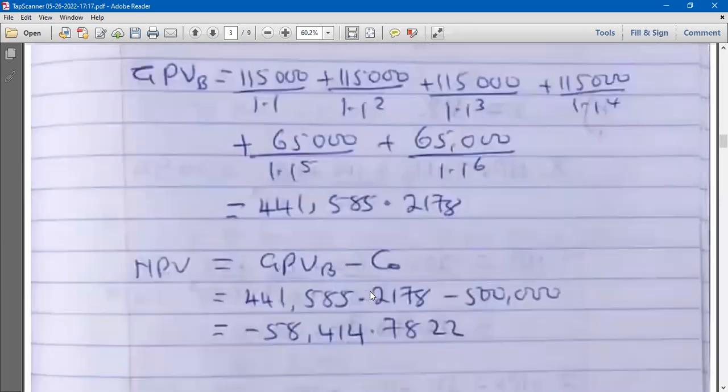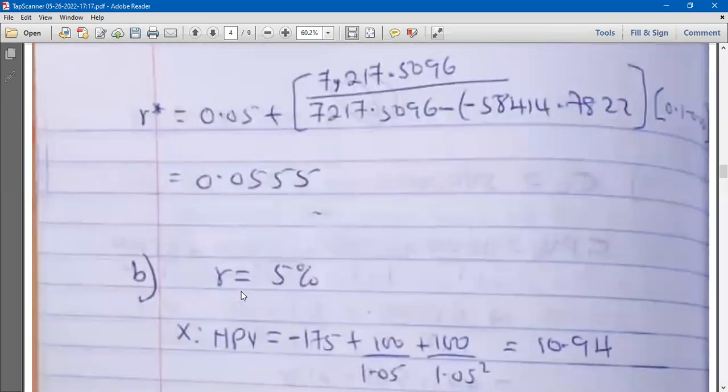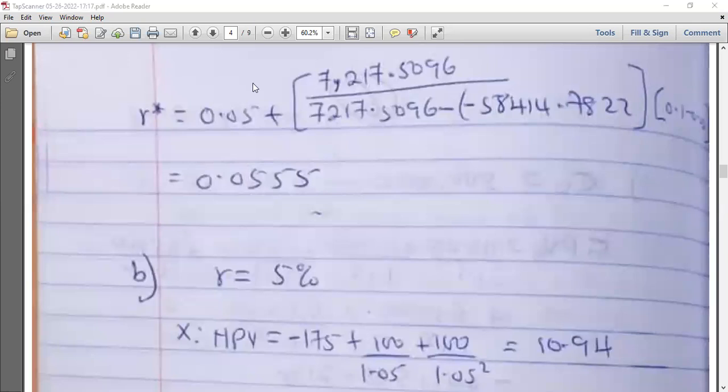Using 10% for MPV2, we had minus 58,414.7822. So MPV would have rejected the project, and then the IRR2 is rejecting the project. Are we together? Yes, sir. Please. All right.